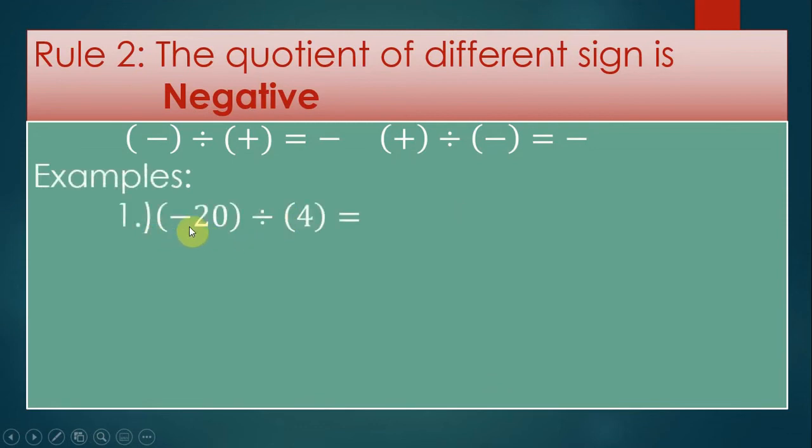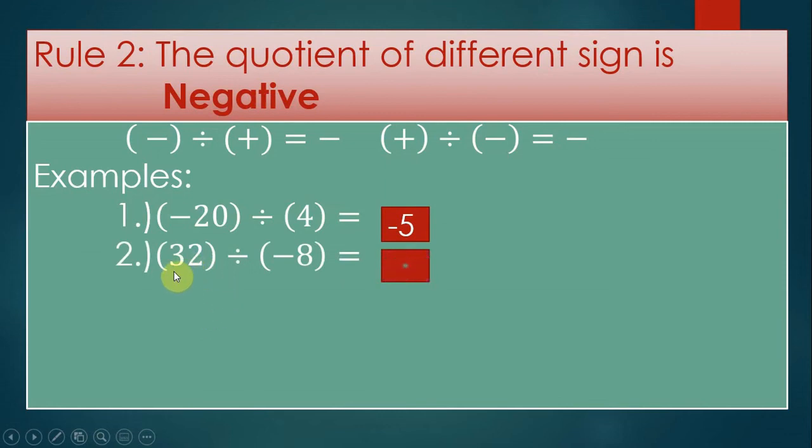Number 1, negative 20 divided by 4. If you notice, they have different sign. Different. So therefore, our quotient is negative. It's negative 5. Now next, number 2. So here is number 2. 32 is positive. What is 8? Negative. So they have different sign. So therefore, our quotient is negative 4 because they have different sign.